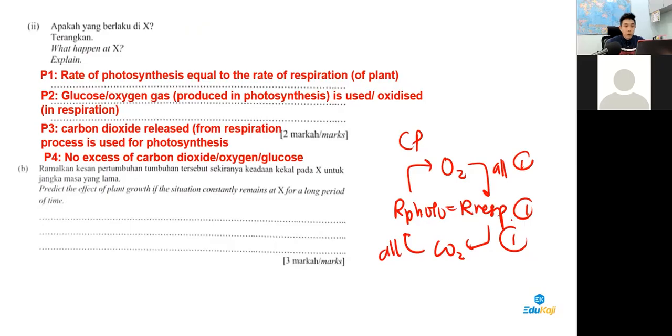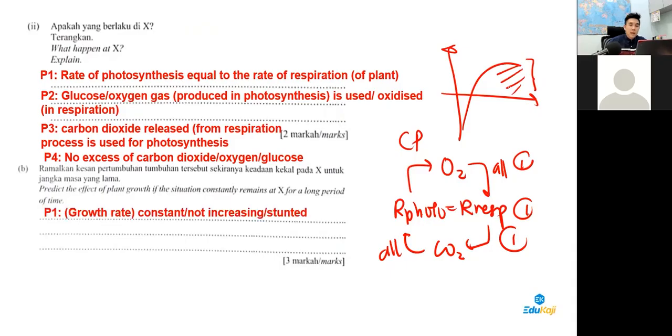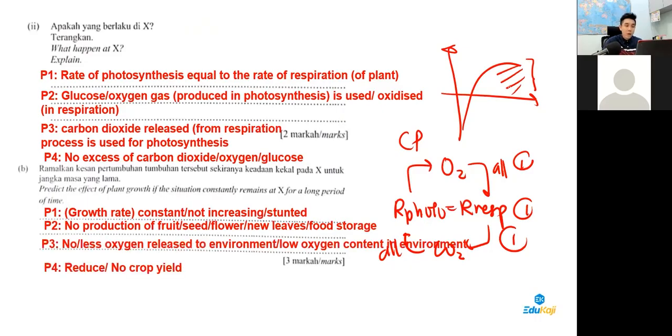Predict the effect on plant growth if it remains at X for a long period of time. If it remains at X for a long period of time, it's not a good thing, guys, because it's better to be positioned on top. So we say that growth rate is constant, no production of fruits or seeds, new flowers, or less crop yield. This one you can draw 2 stars because it's a prediction question, guys.